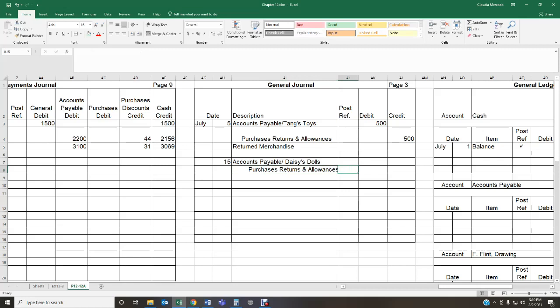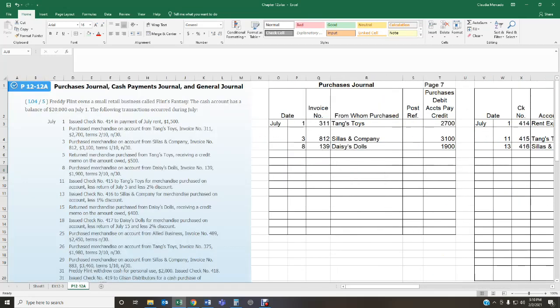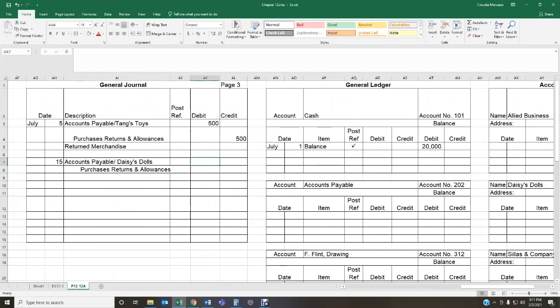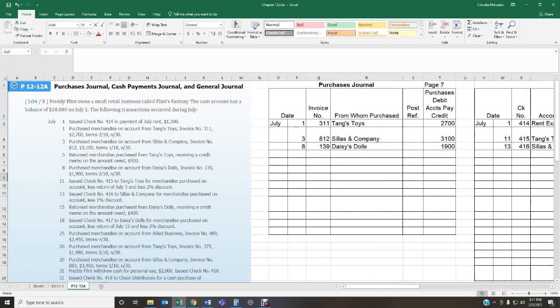And the amount for the 15th, let me see how much it said. Return merchandise from purchase from Daisy's Dolls, receiving a credit memo on the amount owed of $400. So we are returning $400 worth of merchandise from our original purchase. So my transaction would be for $400. Okay, so that happened on the 15th.